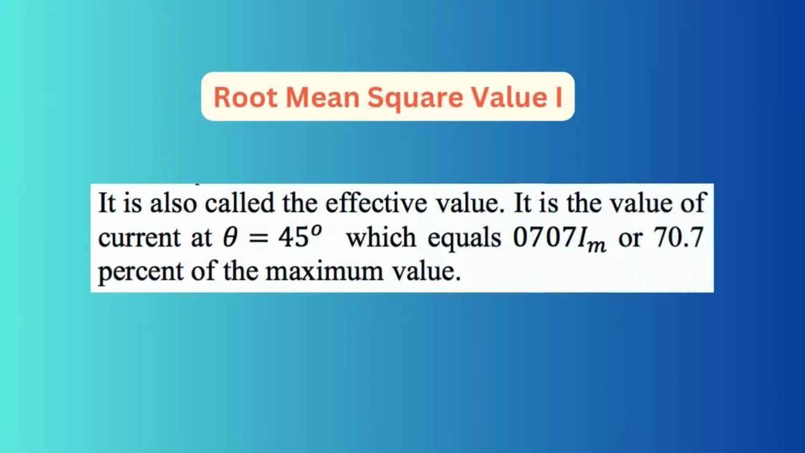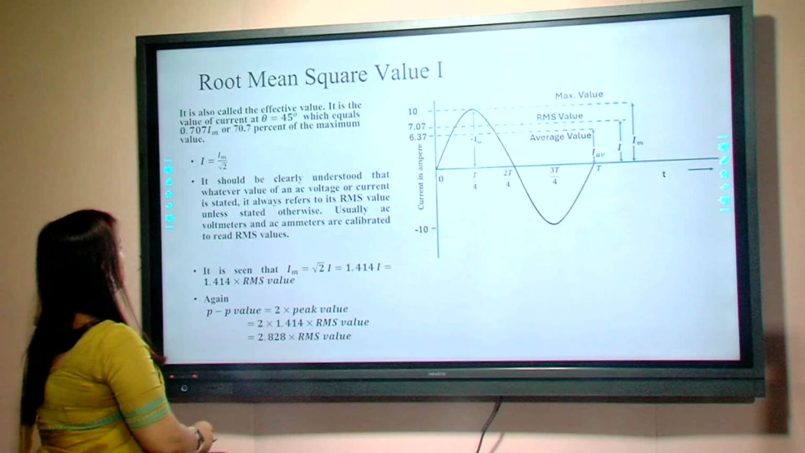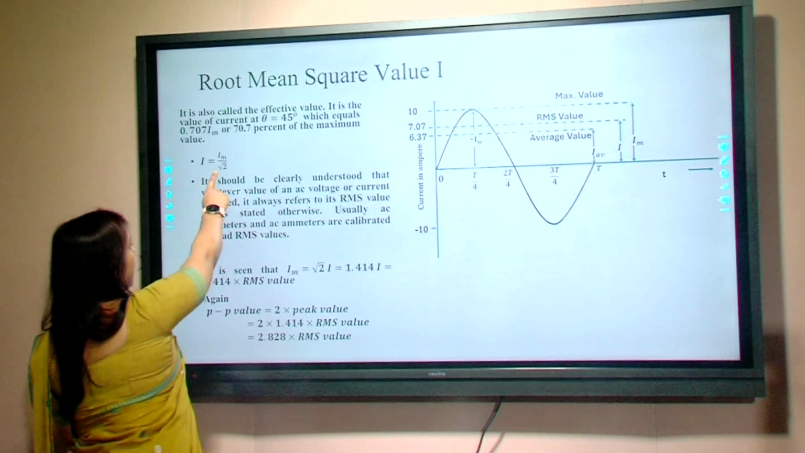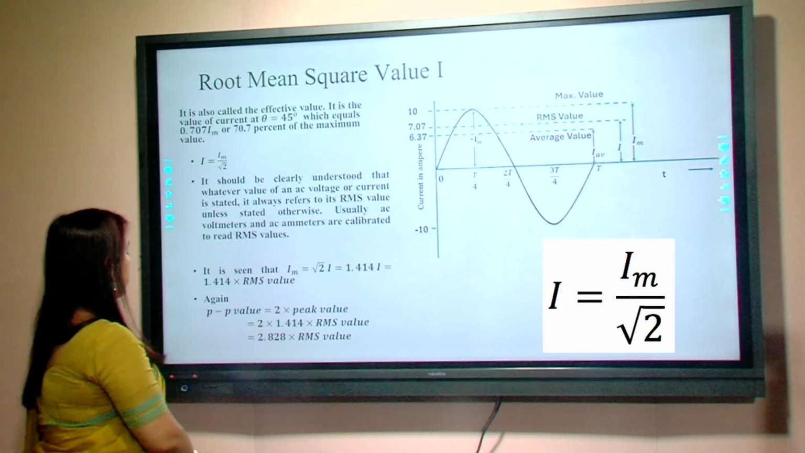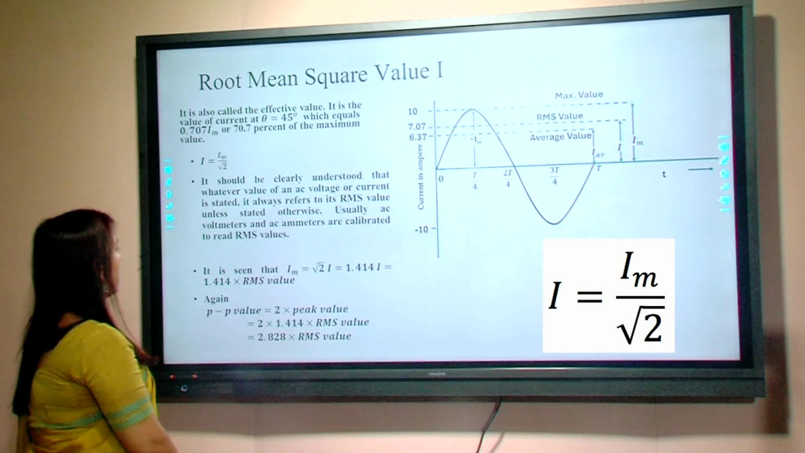Root mean square value is also called the effective value. It is the value of current or voltage at theta equal to 45 degrees, which equals 0.707 times the maximum current, or 70.7% of the maximum value of current or voltage. The relation between the root mean square value and the maximum value is I equal to Im divided by root 2.